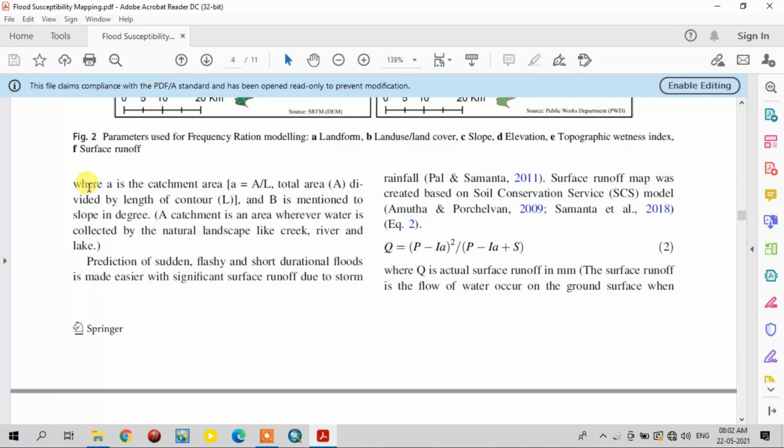In that, A is the catchment area. A is equal to the total area divided by the length of the contour. So A is the total area and L is the length of contour. And B is the slope in degrees. A catchment is an area wherever water is collected by the natural landscape, like creek, river and lake.